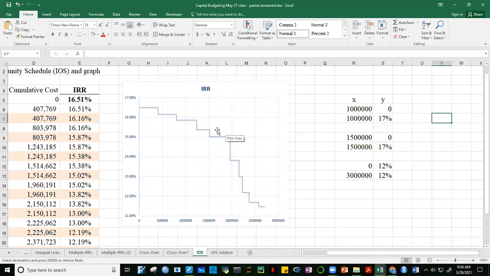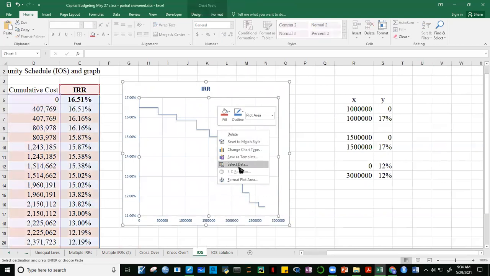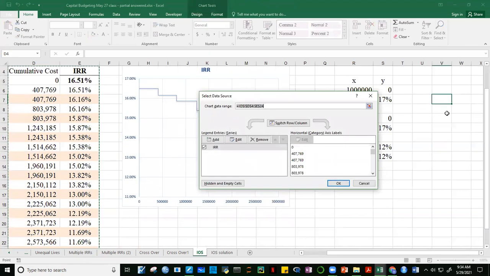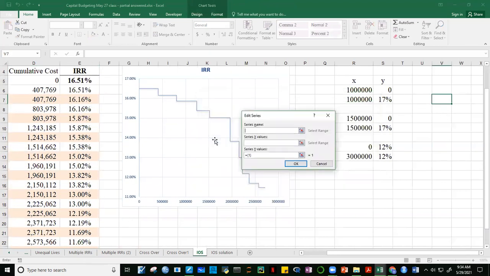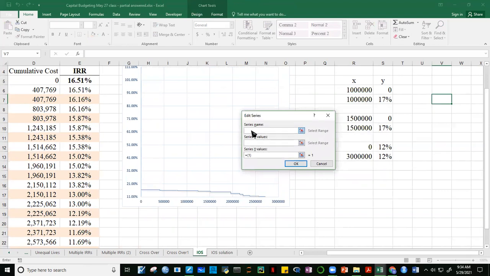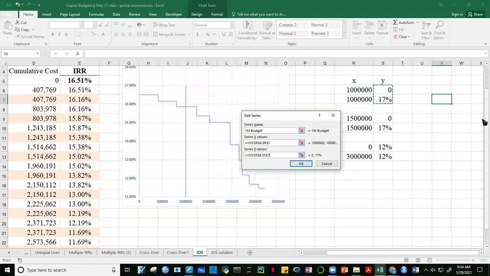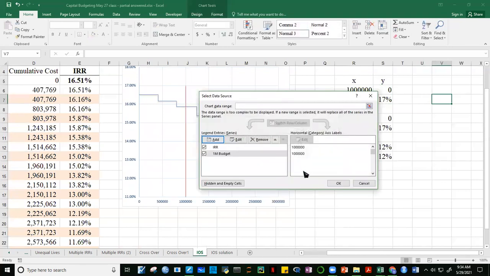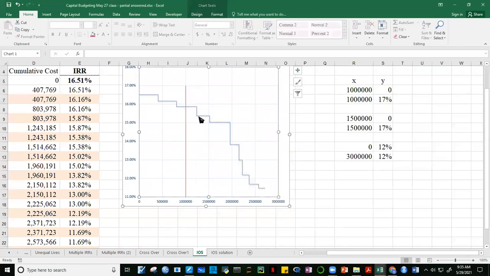What I have to do is just click here and then select data. Then we're going to add, let's call it 1M budget. So the X values are these two, 1 million, and the Y values are this, 0 and 17%. If I click OK, there goes your vertical line.